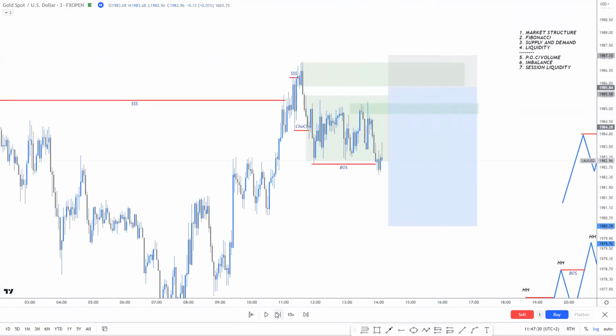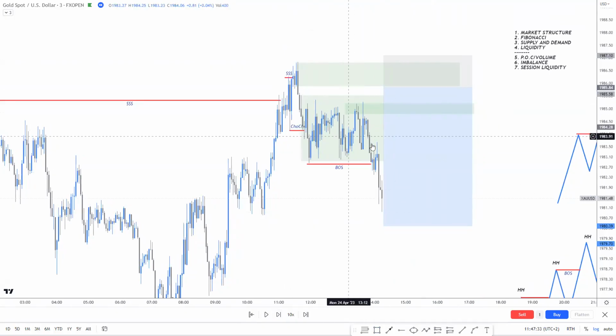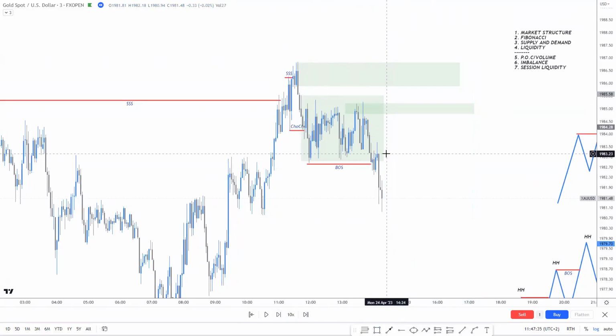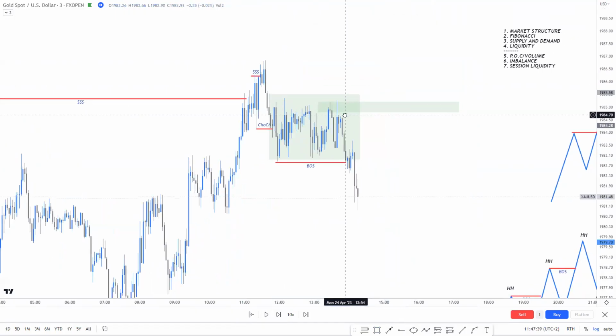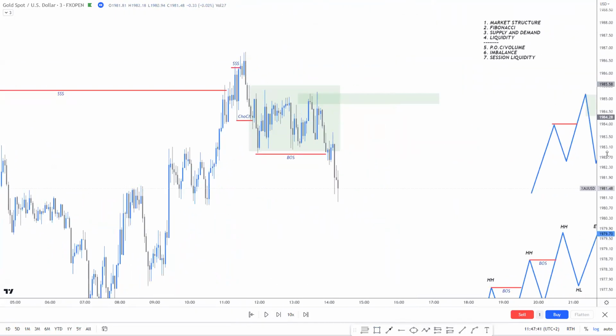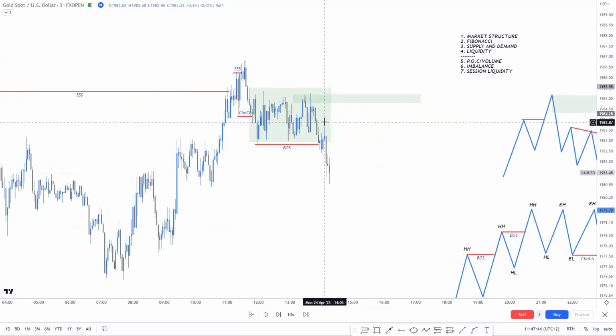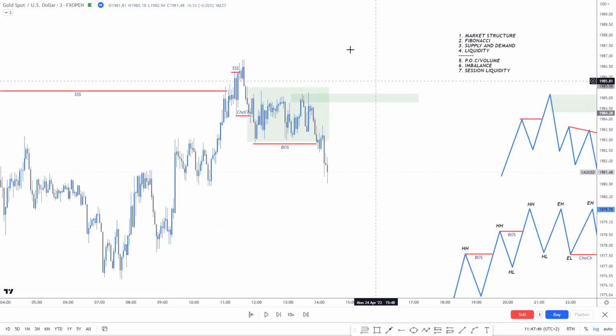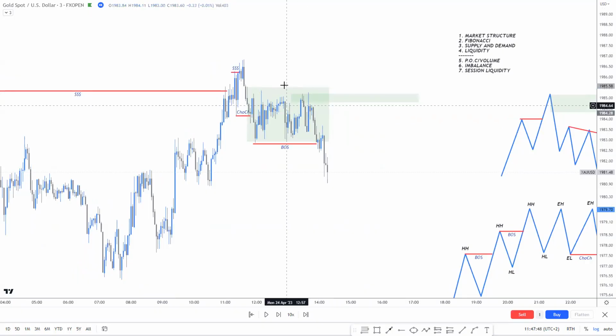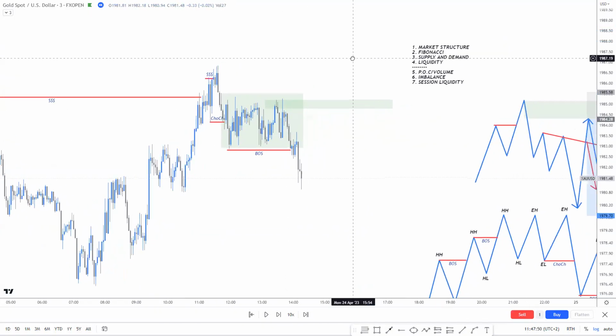If you look at the entry models, price broke this consolidation to the downside. So following the entry models, we ditch the sell zone and we look for a sell zone inside of the supply area, okay? Look for a sell zone inside of the supply area. Sorry, inside of the consolidation. This is basically the entry models.